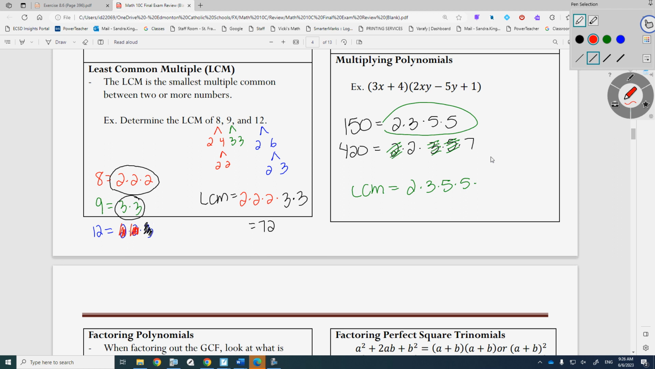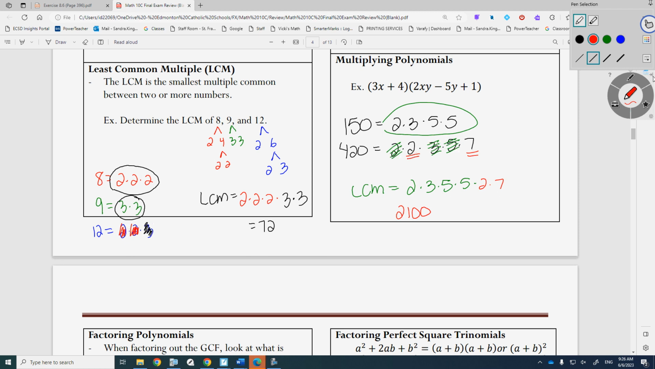What's remaining after you cancel, you write. So I take out a 2 here and a 7. You multiply that together, and you'll get an LCM, a lowest common multiple, of 2,100. Okay?